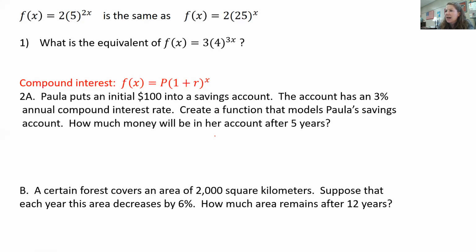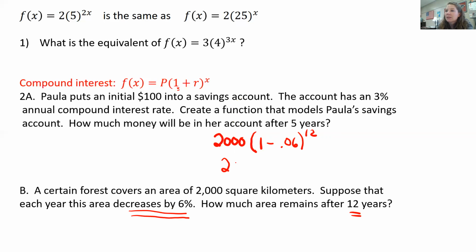So we start out with our beginning amount of square kilometers. And now we always, that's a 1 right there. Normally it's plus because with interest you're earning. However, this is decreasing by 6%. So to show decreasing, we're going to subtract 0.06. And this time our time is 12.